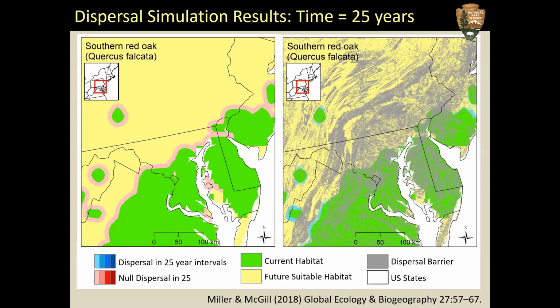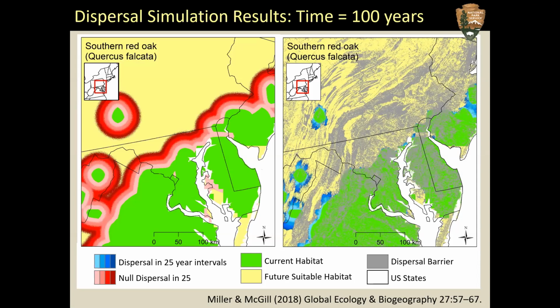And so by the end of 100 years, the end of the simulation, hopefully you see that now. The null dispersal on the left got about 50 kilometers from the current range. Considering that most oak species take 20 to 25 years to reach maturity under ideal conditions, this shouldn't really be that much of a surprise.